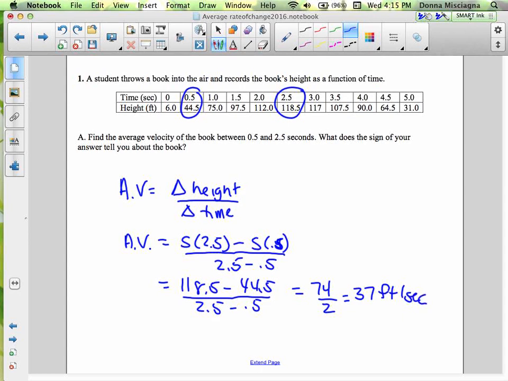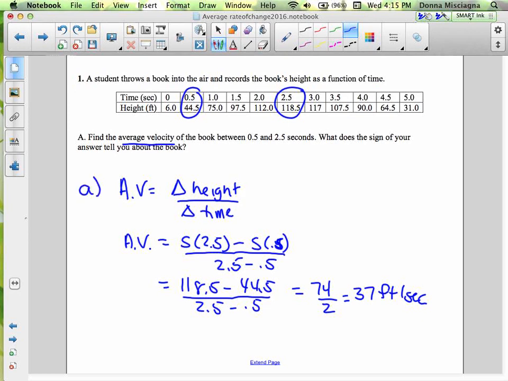All right, so that's the first question. Find the average velocity. There it is, 37 feet per second. That's how fast it was traveling. That doesn't tell us how fast it was traveling at 2.5 seconds or 0.5 seconds or necessarily any value in between, but the average was 37 feet per second. All right, and we'll talk about later on, well, does that mean that at one time it was 37 feet per second? We'll talk about that later.